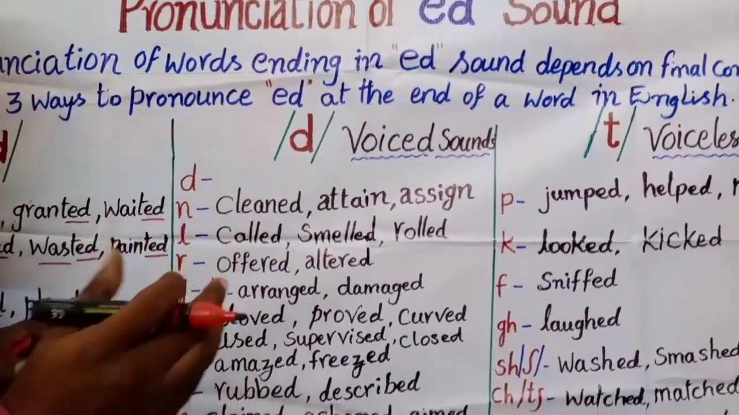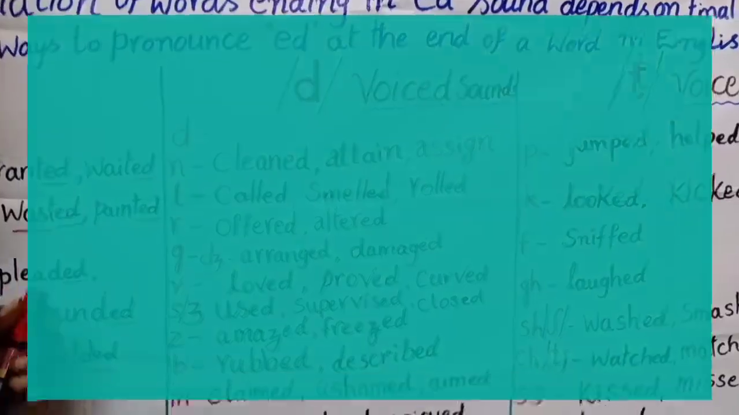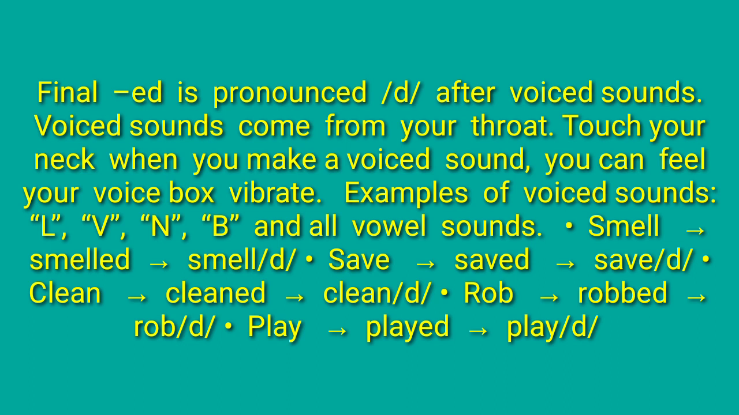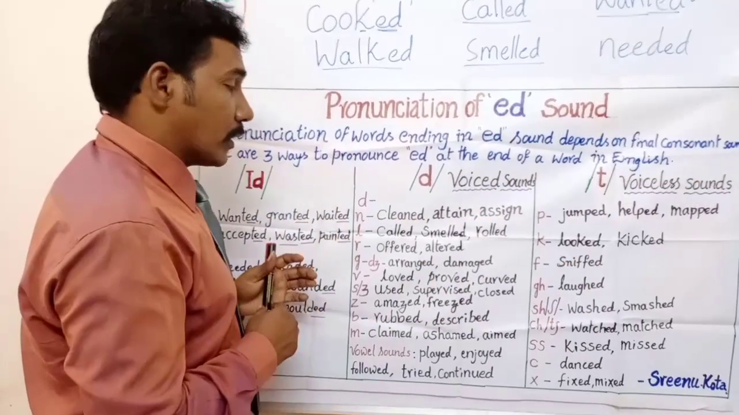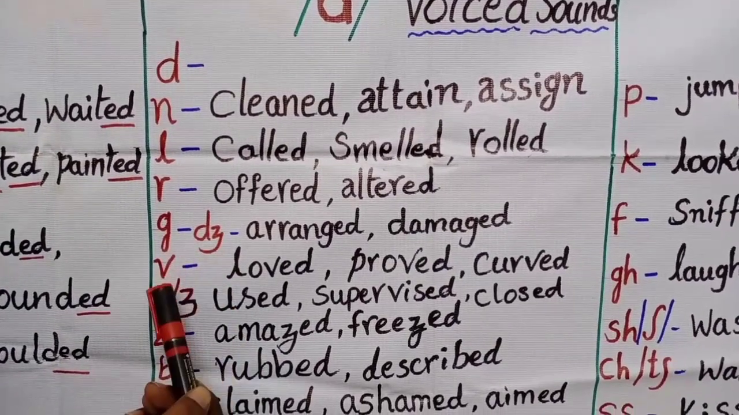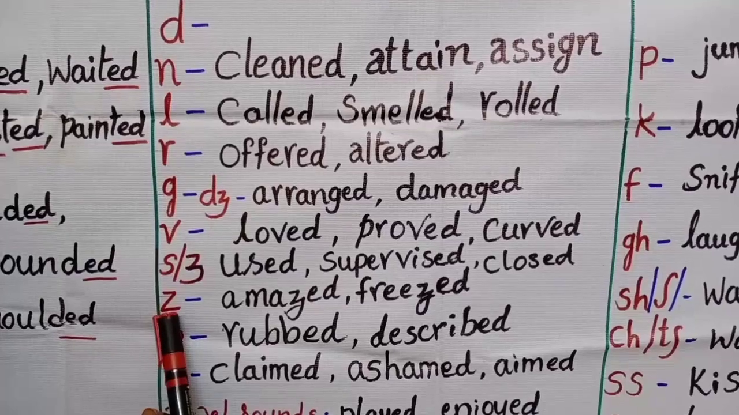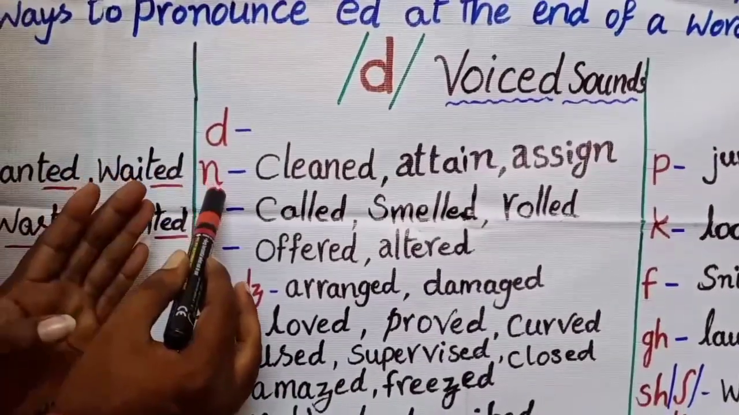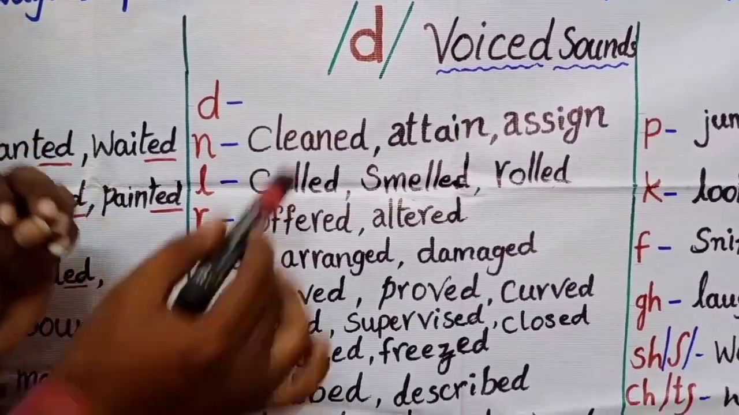When should we use the d sound? If a verb ends with voiced sounds, which we discussed clearly in the previous phonetics video, including which are the voiced consonants and which are the unvoiced consonants. If a verb ends with a voiced consonant sound, for example l, r, g, j, v, z, b, or some of the vowel sounds, after these voiced sounds at the end of the verb, we have to use the d sound.